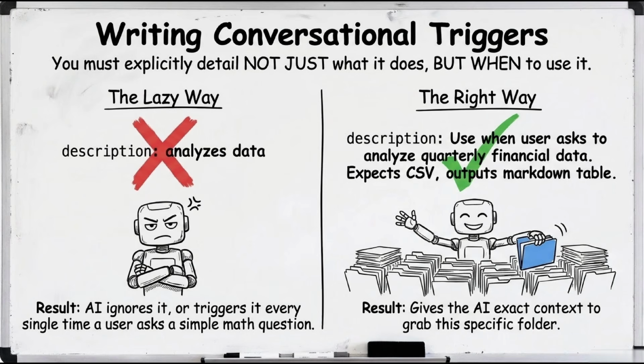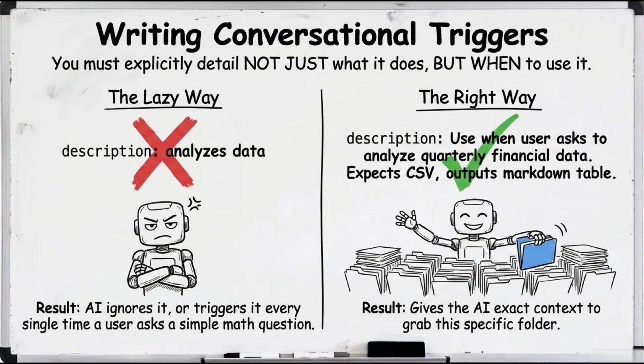Right, because the AI is constantly evaluating user requests, right? If you write a lazy description that just says, analyzes data, the AI is either going to ignore it or worse, trigger it every single time someone asks a simple math question. Which would be super annoying.